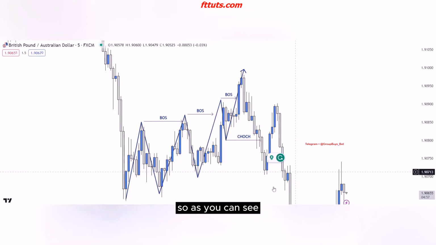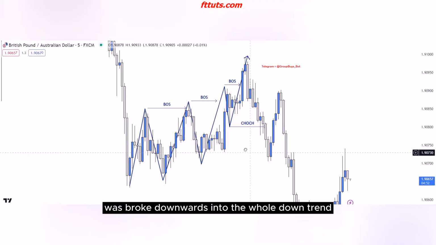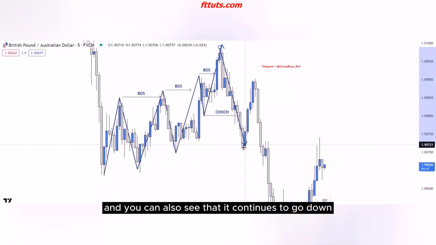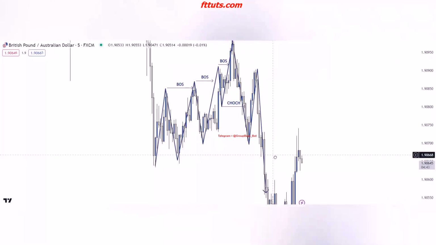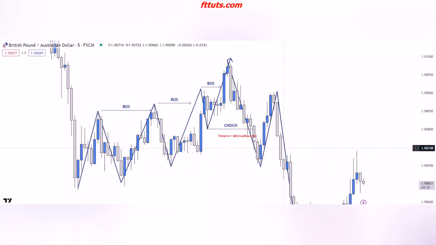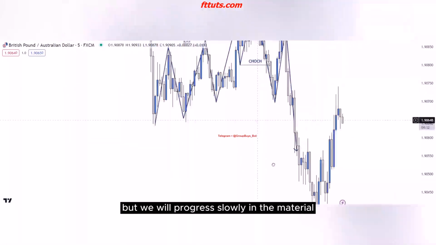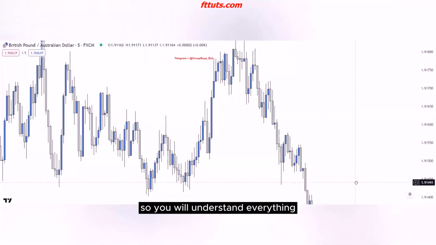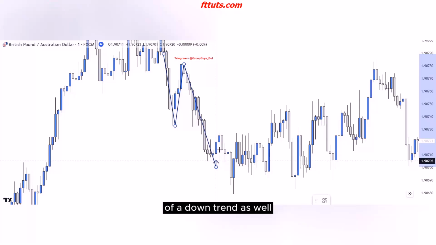So as you can see, the CHoCH was created because the last structure was broken downwards in the whole downtrend. And you can also see that it continues to go down. This shows us that the sellers are in control. Of course, the whole trend is also down, but we will progress slowly in the material, so you will understand everything. I wanted to show you another example of a downtrend as well.